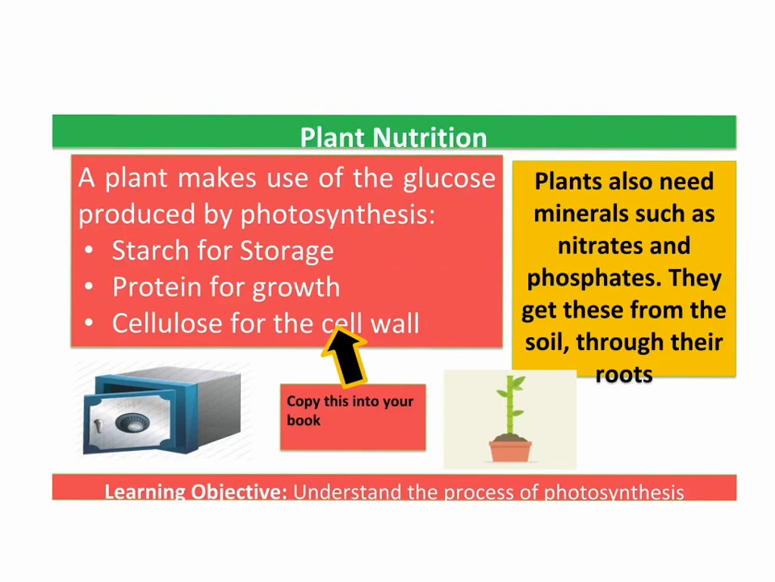Plants also need minerals such as nitrates and phosphates. They get these from the soil through their roots. So not only does water get absorbed from the roots, from the soil, but also minerals as well. And those minerals, depending on the mineral type, will have a different function in the plant.